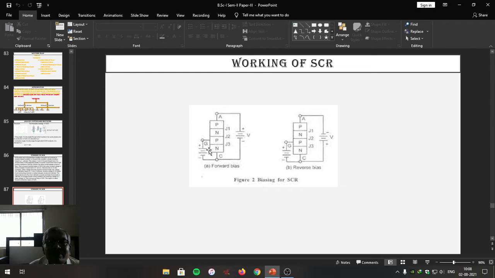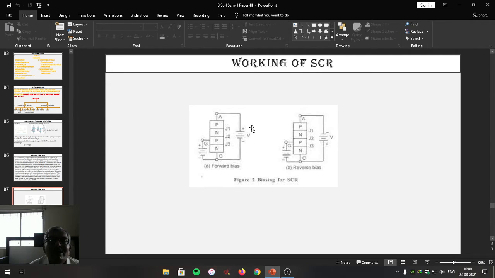Another battery, represented here, is called VCC, connected between gate and cathode. It is used to control the anode current. It is used to control the anode power. It is used to control the firing angle and conduction angle of SCR. But VCC need not necessarily be connected. Without VCC also, you can explain the working of SCR when it is in forward bias condition. So, under this condition, now we are going to study the working of SCR.